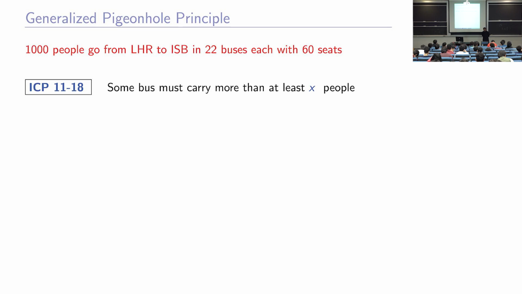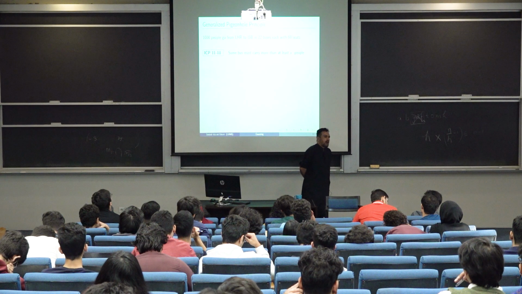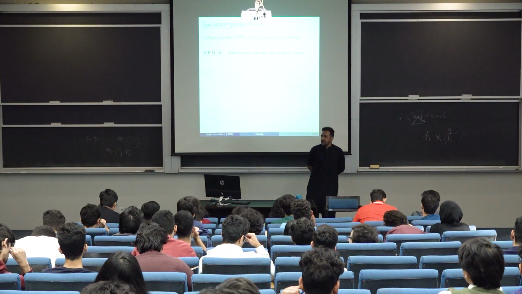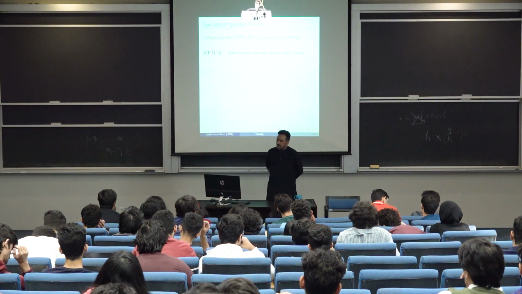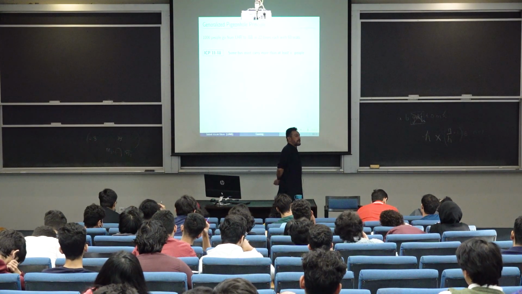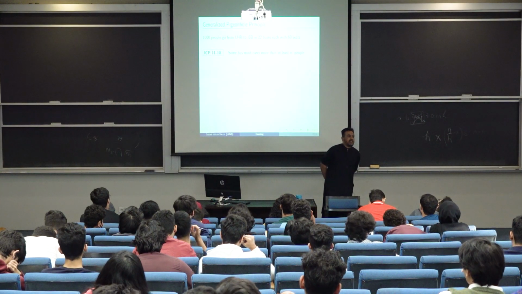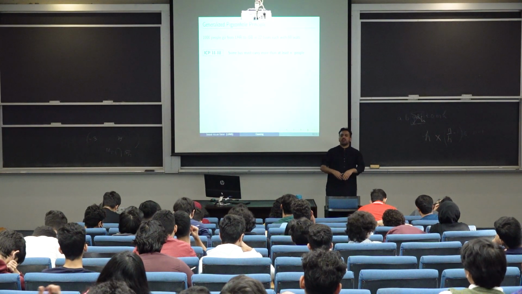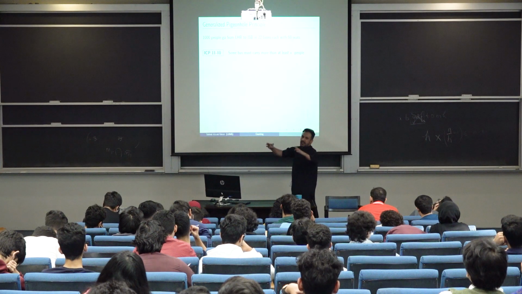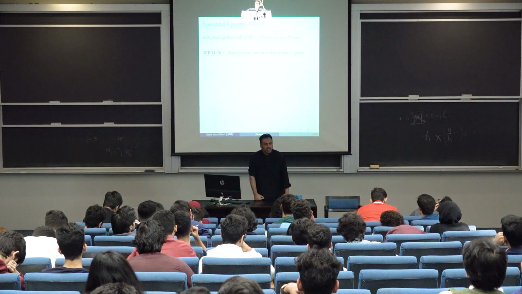Okay, don't do the calculation. We'll see the calculation later. So I want to make this statement: some bus must carry at least X people. Okay, so let's say something. Can I say that I sent all these 1,000 people from Islamabad to Lahore or Lahore to Islamabad, and no bus had more than 10 people? If I say no bus had more than 10 people, everybody went, what would you tell me?